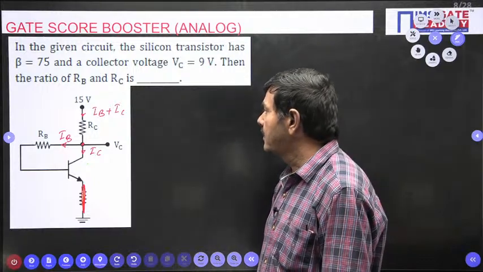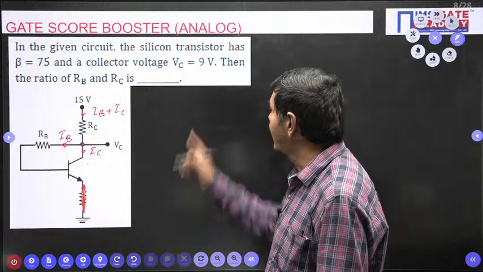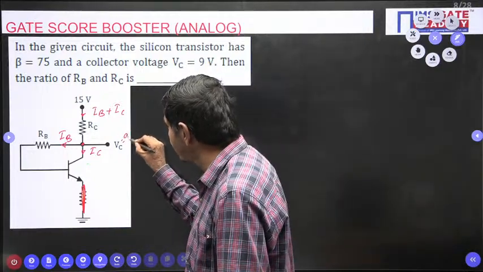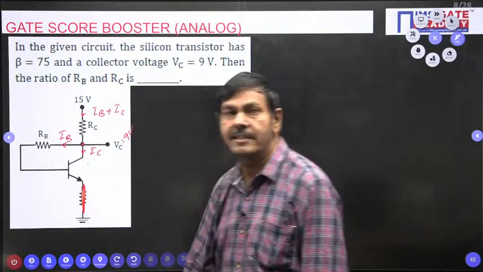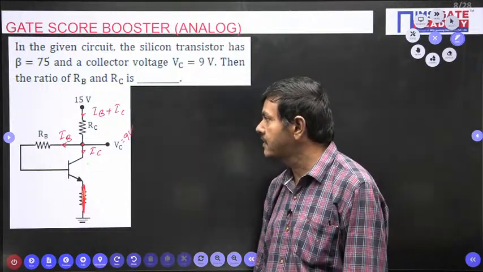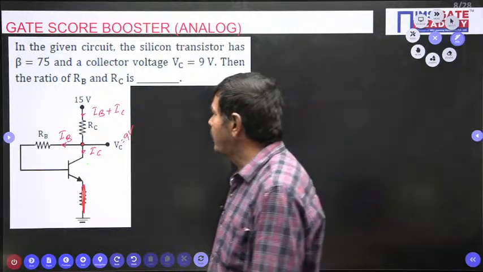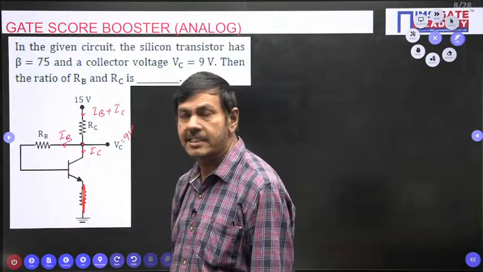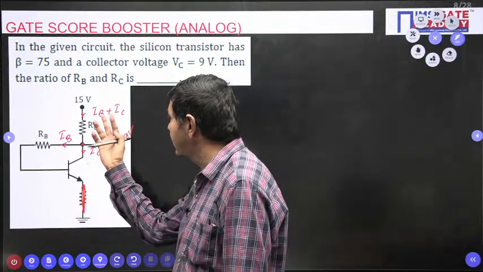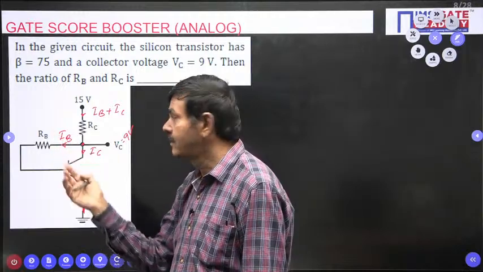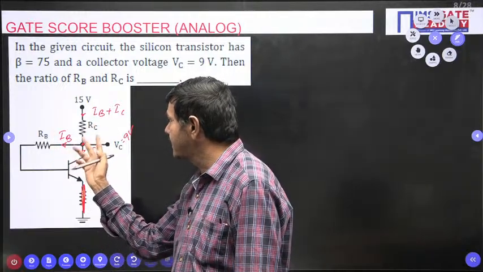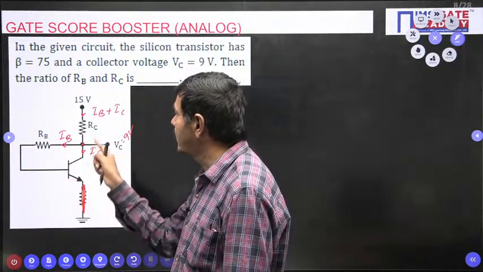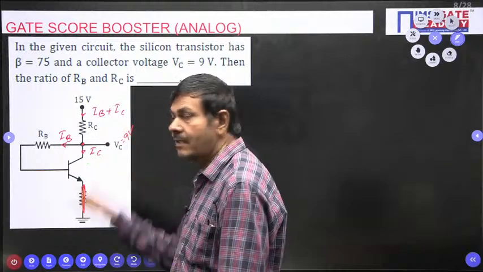So here the Vc value is given in the problem. Collector voltage at 9 volts is specified clearly in the problem itself. So when the supply voltage and this node voltage are given, I can determine IB plus IC directly. The difference of this voltage is nothing but the voltage across RC, divided by RC. Voltage across RC by RC I want to get here now.